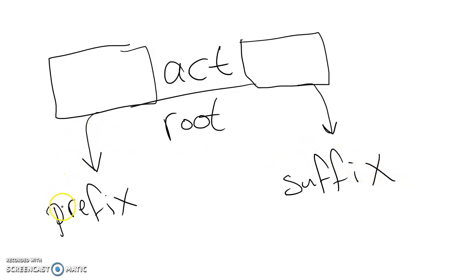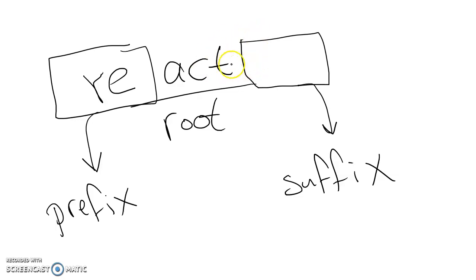Now, the prefixes that are added at the beginning of this root will change the meaning. For example, if I look at the meaning of act, it means to do something. And if I add a prefix like re, and I say react, the meaning will be changed. It means I need you to repeat this action or to repeat doing something.